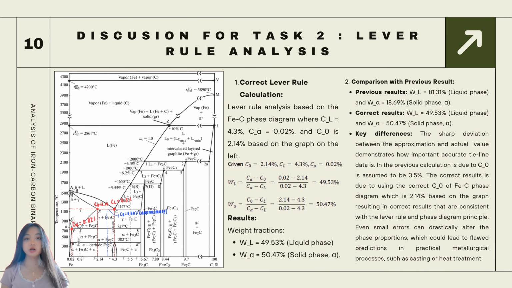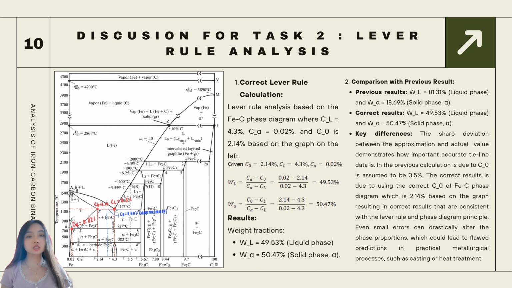Upon utilizing the correct overall composition of C naught at 2.14%, we recalculated our weight fractions. The new results revealed that WL is 49.53% for the liquid phase and W alpha is 50.47% for the solid phase. This correction demonstrates the critical importance of accurate data in achieving reliable results.